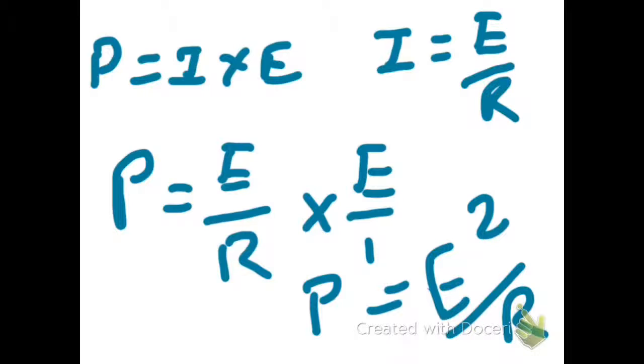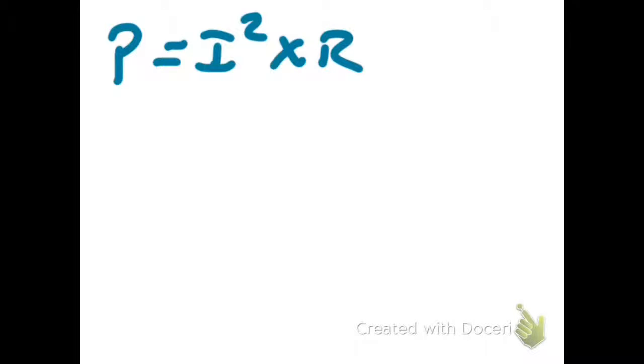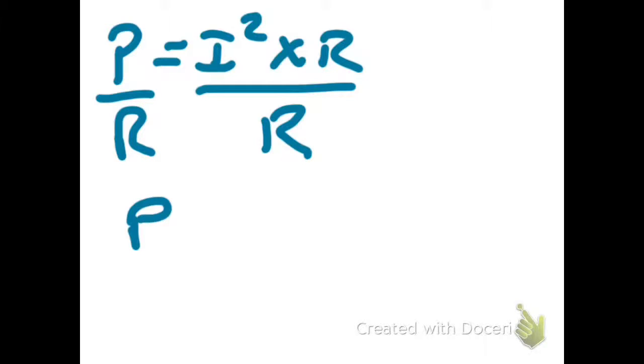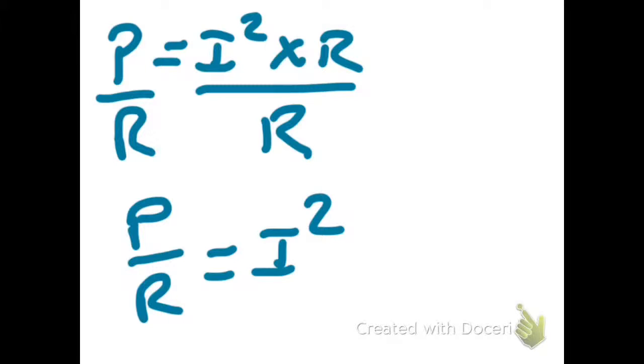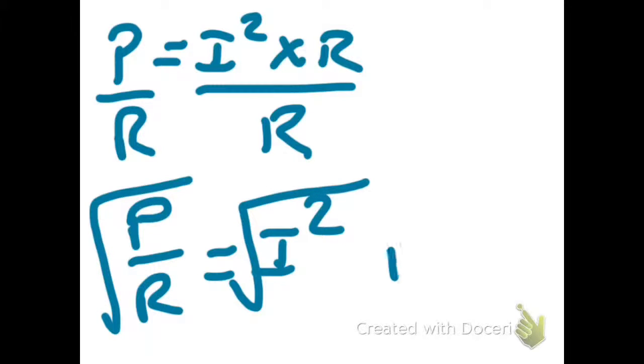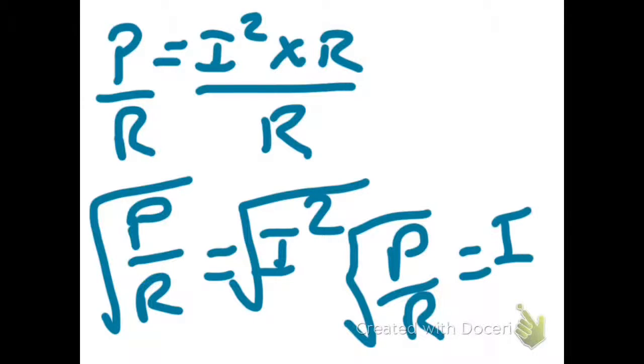Now, the other thing that we sometimes run into is we will have to transpose these equations back the other way. So we're going to go back here to that formula that we found a minute ago, P equals I squared times R. Now, what if we need to find I? Well, we know we can divide each side by R to isolate the I squared, so we'll end up with P over R equals I squared. But we want I, not I squared. So to find that, we'll take the square root of both sides, which will give us the square root of P over R equals I.